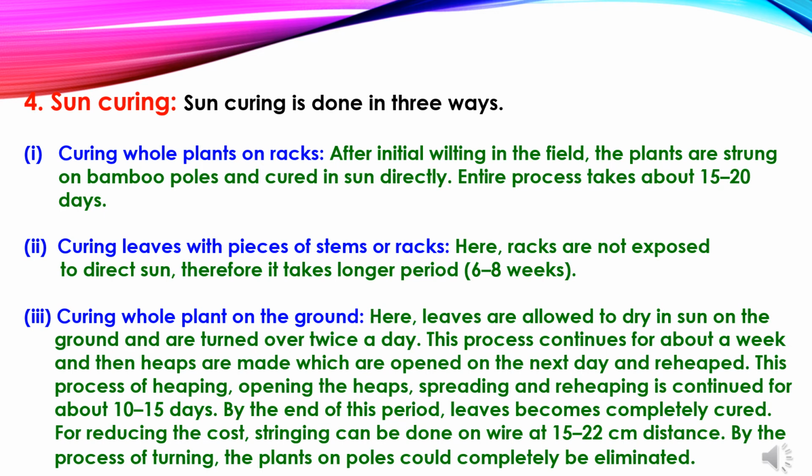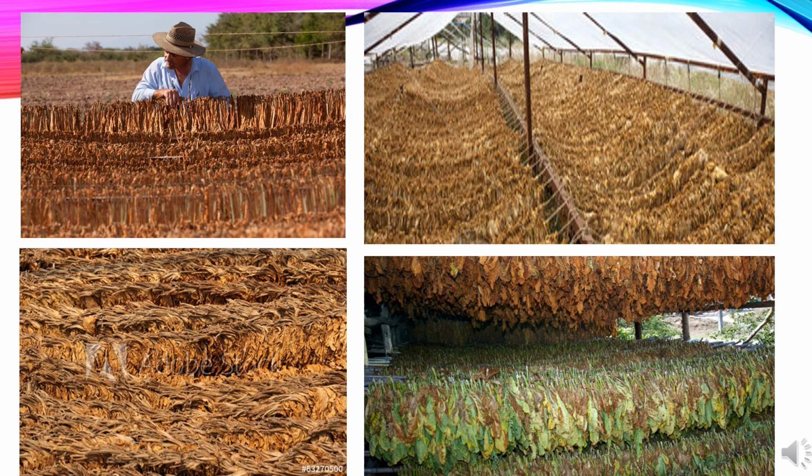This process continues for about a week and then heaps are made which are opened on the next day and re-heaped. This process of heaping, opening the heaps, spreading and re-heaping is continued for about 10 to 15 days. By the end of this period, leaves become completely cured. For reducing the cost, stringing can be done on wire at 15 to 20 centimeters distance. By the process of turning, the plants on poles could completely be eliminated. Here we have shown pictures of different methods of sun curing.